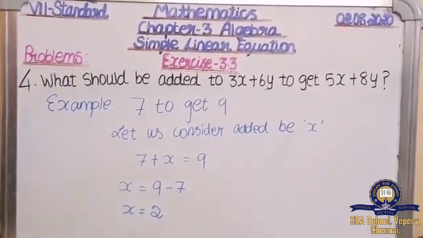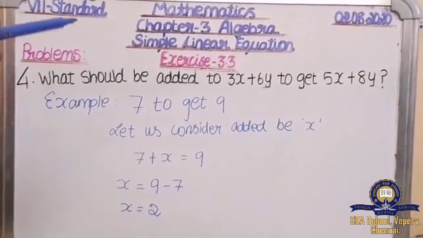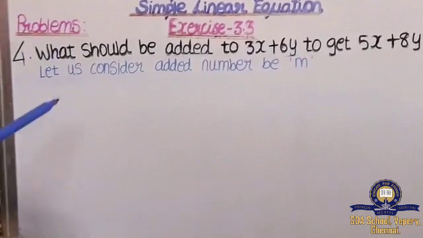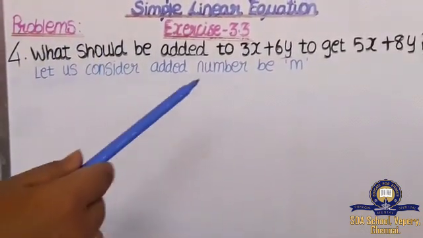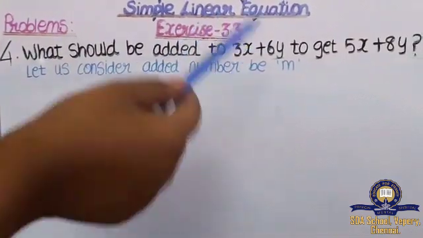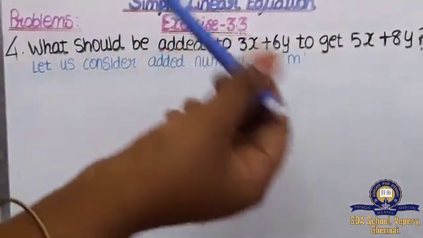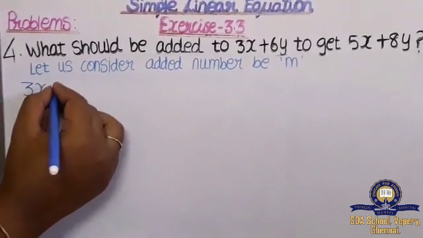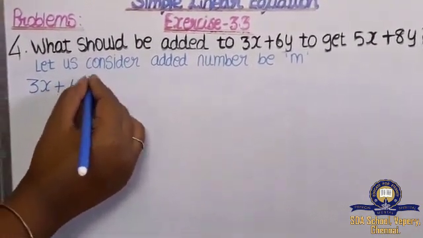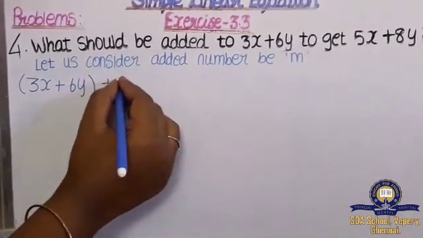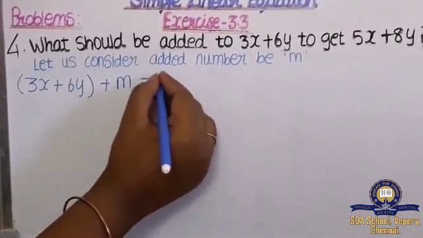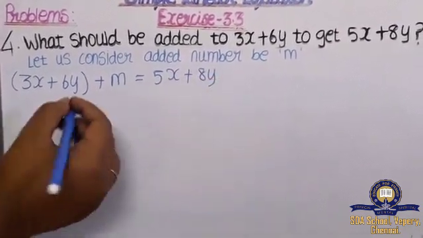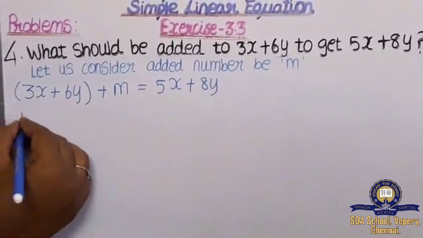Same like that, here something is added to 3x plus 6y to get 5x plus 8y. So in this problem, we consider the added number to be m, because x and y are already in the question. So here we take m as the added number. Now we can write the equation: 3x plus 6y plus m is equal to 5x plus 8y. First we need to find the unknown variable m.